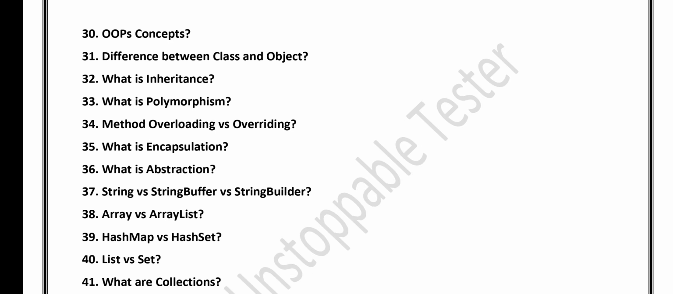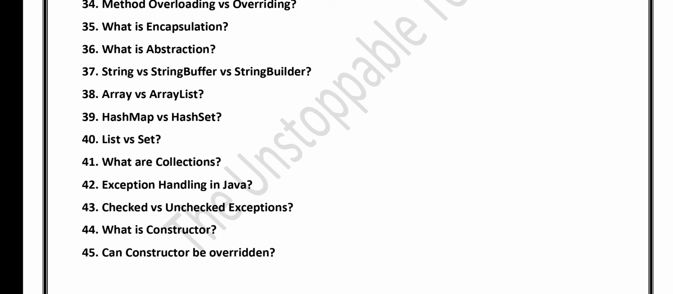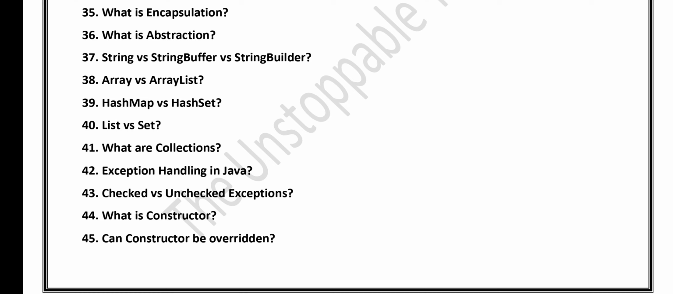Can you explain the OOPS concepts? What's the difference between class and objects? What is inheritance? What is polymorphism? Difference between method overloading and method overriding? What is encapsulation? What is abstraction? What's the difference between string versus string buffer versus string builder?